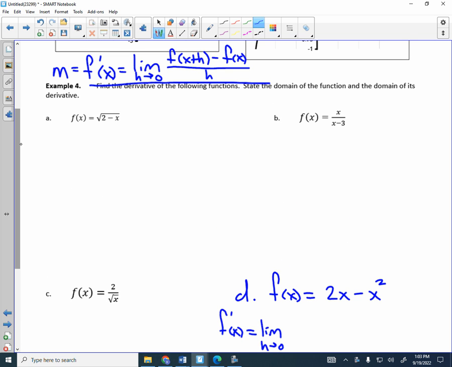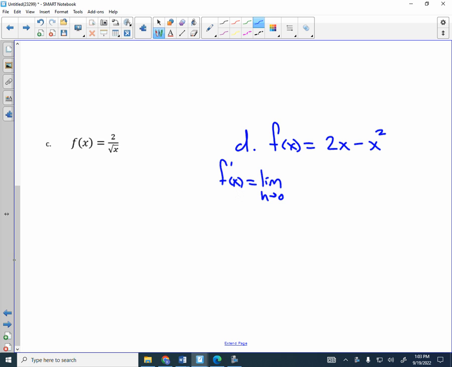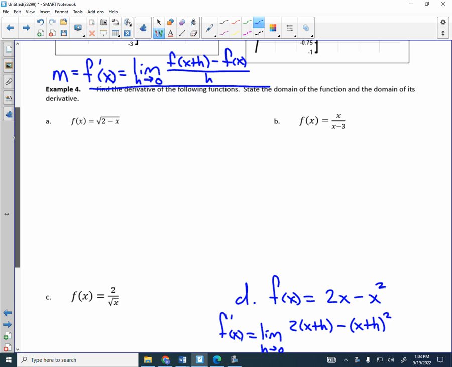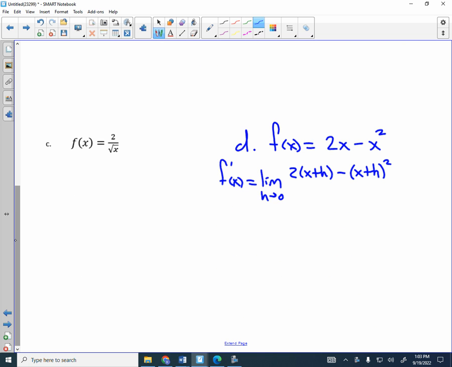It tells me to first take x plus h and plug it in for x. So anywhere you see an x here, I plug in an x plus h instead. So I have 2 times x plus h minus x plus h quantity squared. What does the rule tell me to do after that? Subtract f of x. So minus the quantity, good, all over h.